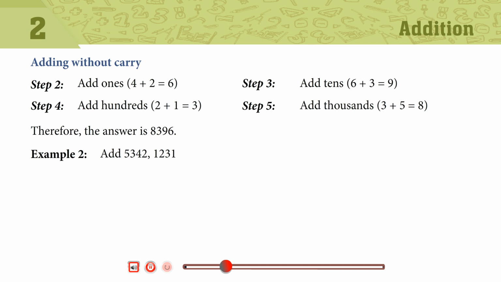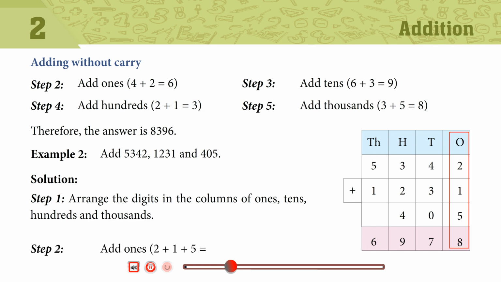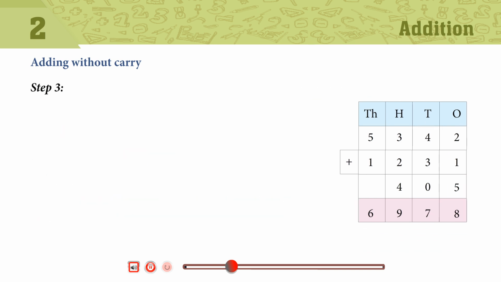Example 2. Add 5,342, 1,231 and 405. Solution. Step 1. Arrange the digits in the columns of ones, tens, hundreds and thousands. Step 2. Add ones. 2 plus 1 plus 5 is equal to 8. Step 3. Add tens. 4 plus 3 plus 0 is equal to 7.